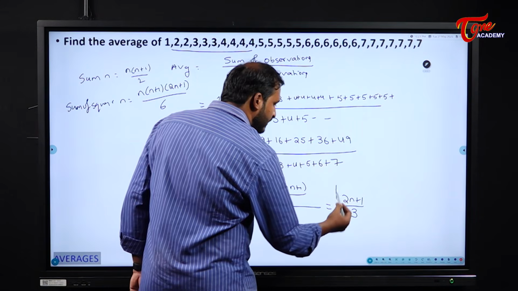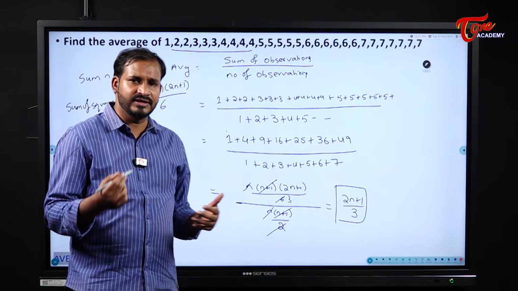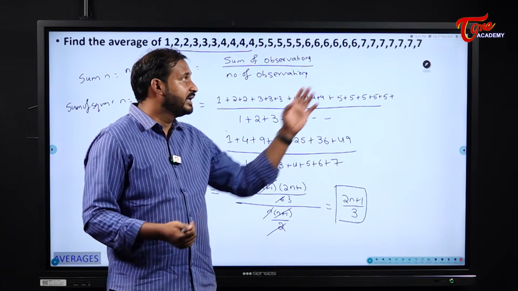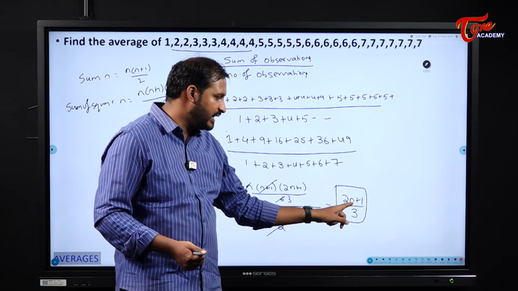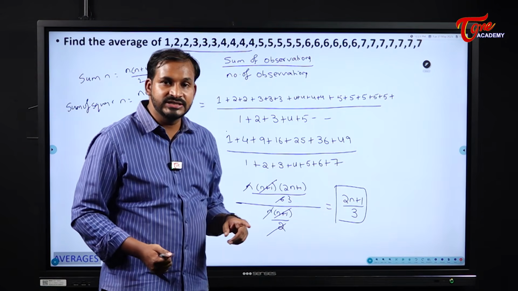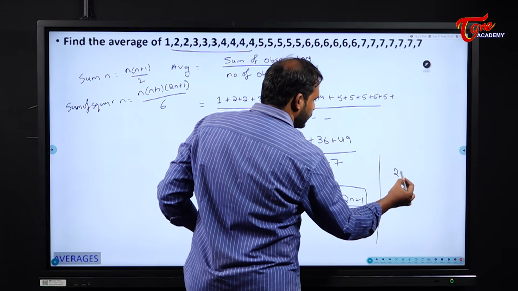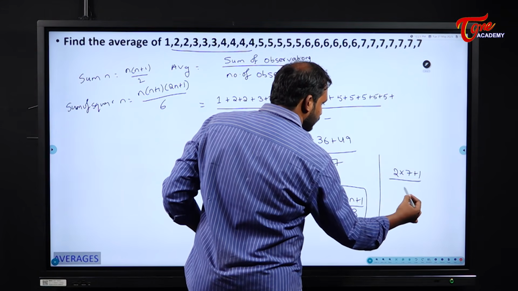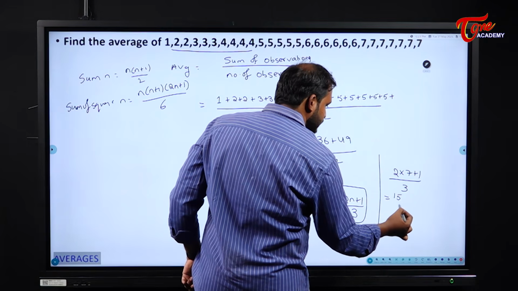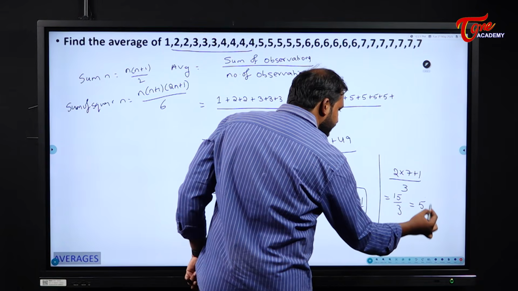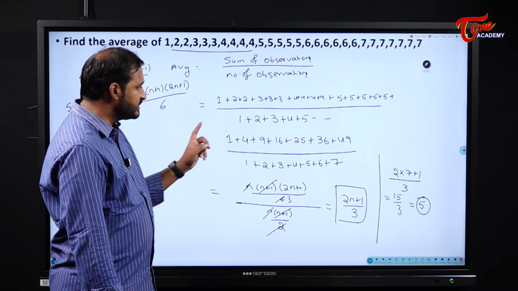See students, why I have derived this formula means, here it is 7. It is more or less difficult if you try to solve it directly. But if it is related to some 8, 8, 8 and 9, 9, 9 and so on, in those cases, here n is how much? 7. So what will be our answer for this one? 2 into 7 plus 1 by 3. So what it becomes, students? 2 sevens are 14. 14 plus 1 it becomes 15. 15 by 3. So the average of these numbers is how much? 5. Understood? The average of these numbers is 5.